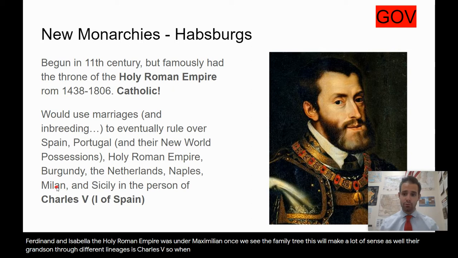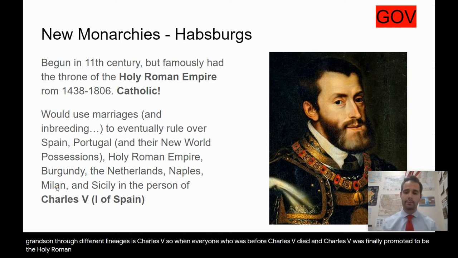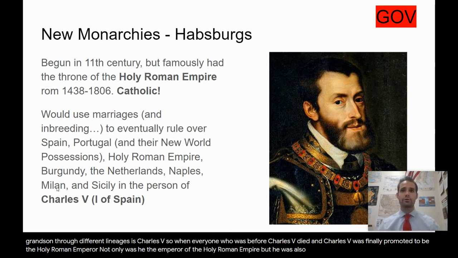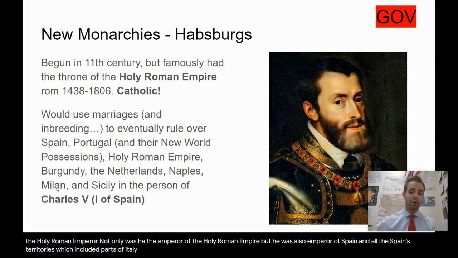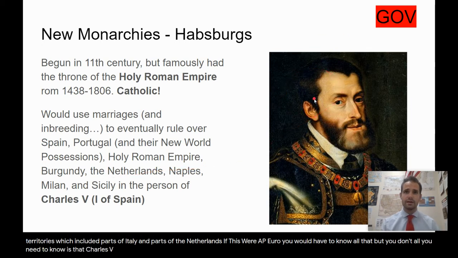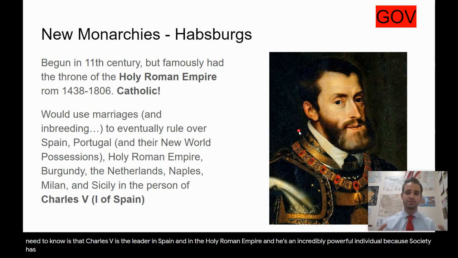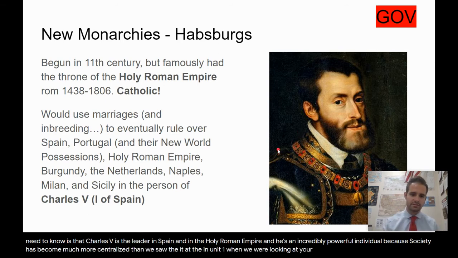So when everyone before Charles V died and Charles V was finally promoted to be the Holy Roman Emperor, not only was he the emperor of the Holy Roman Empire, but he was also emperor of Spain and all of Spain's territories, which included parts of Italy and parts of the Netherlands. If this were AP Euro, you would have to know all of that, but you don't. All you need to know is that Charles V is the leader in Spain and in the Holy Roman Empire, and he's an incredibly powerful individual because society has become much more centralized than we saw in Unit 1 when we were looking at European society.